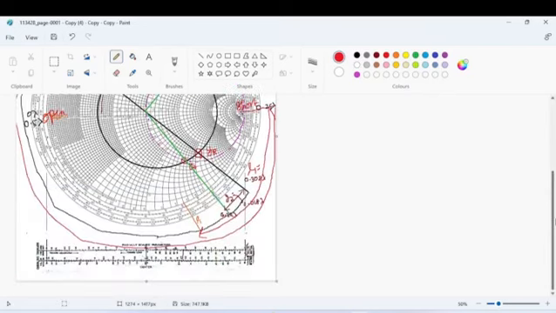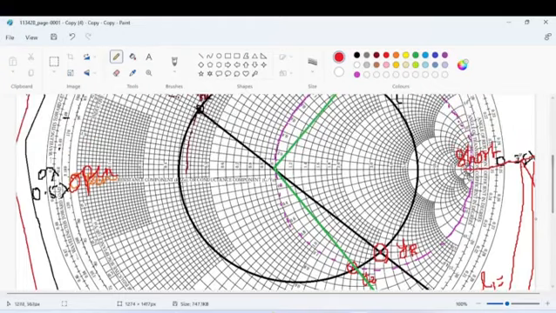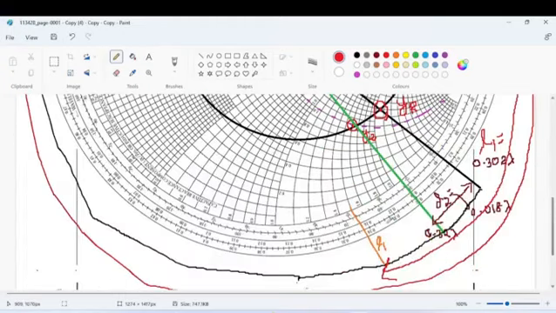So what is L1? The short circuit is located at 0.25 lambda. This plus or minus j 1.5 is located at 0.34 lambda. So 0.34 minus 0.25, what is the value? That is 0.09 lambda. So that is the length of the first stub.